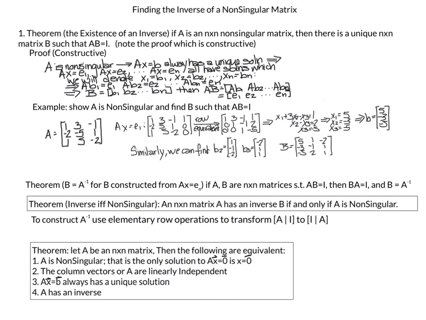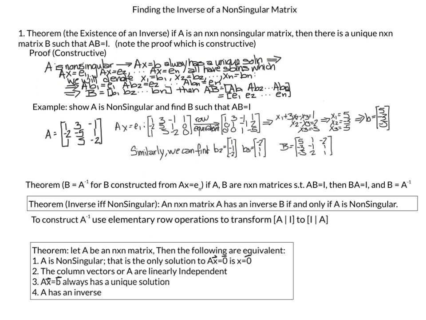Our last theorem: if A is an n by n matrix, then the following are equivalent. A is non-singular, that is, the only solution to AX equals 0 is the vector x equals 0. The column vectors of A are linearly independent. AX equals B always has a unique solution, and A has an inverse. So all of these are equivalent. This is another important theorem.